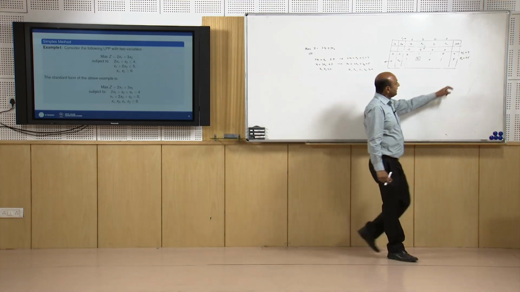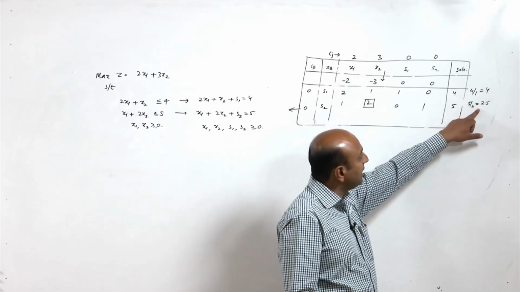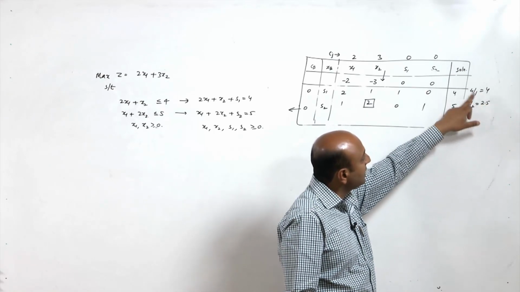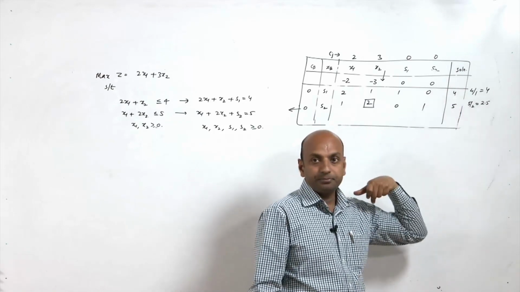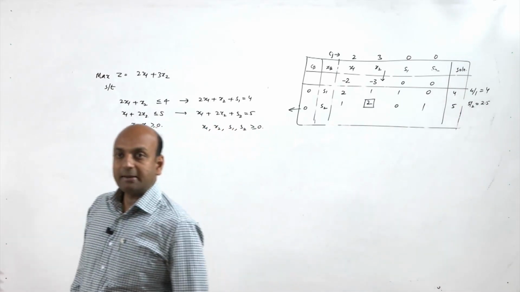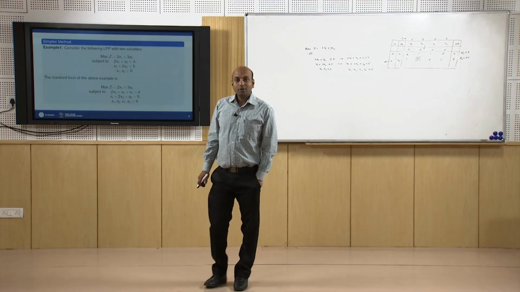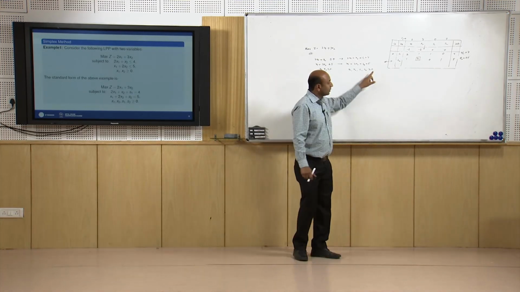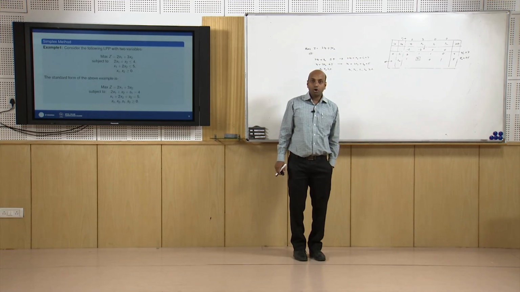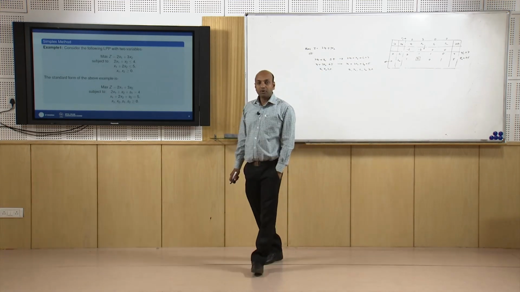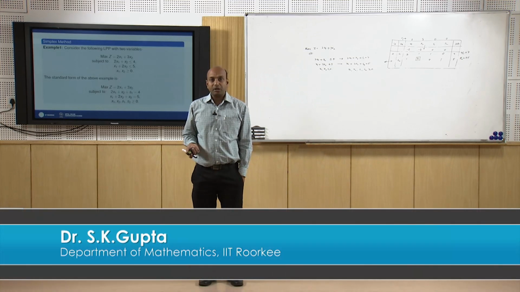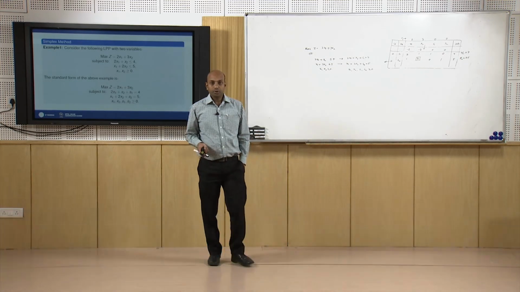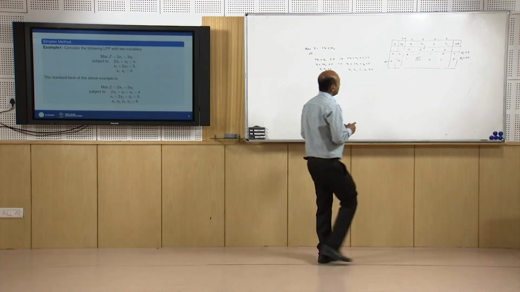Why are we following the minimum ratio? Because if we do not leave the right variable, then the feasibility condition will be disturbed. Feasibility condition means both should be non-negative, because all variables must be non-negative. We have to maintain that condition. If we do not follow the minimum ratio rule, then the feasibility condition will be disturbed. Okay. So, now we will make the next table.